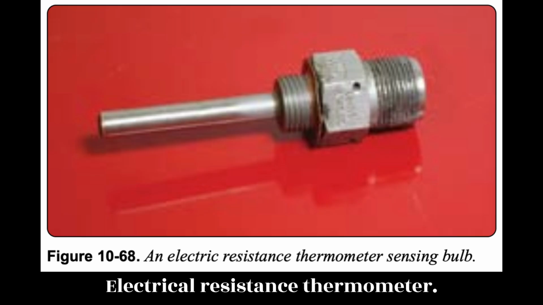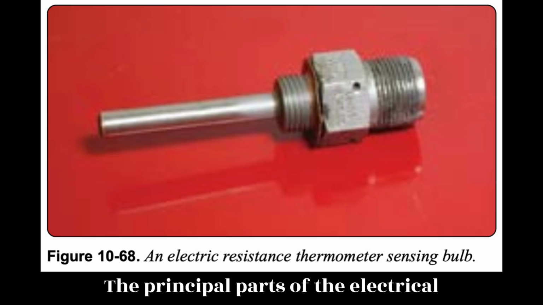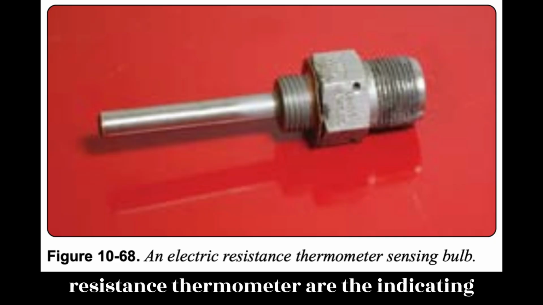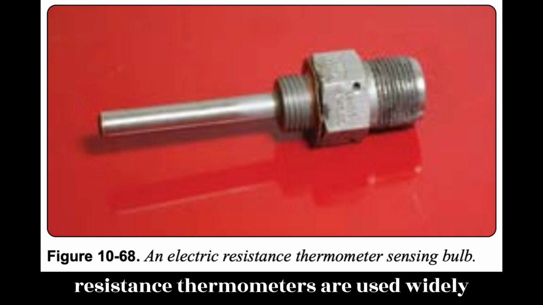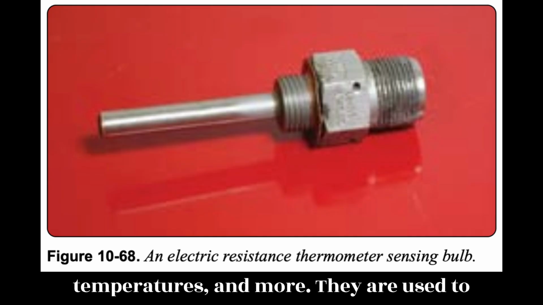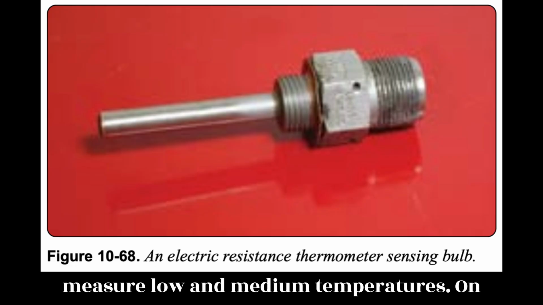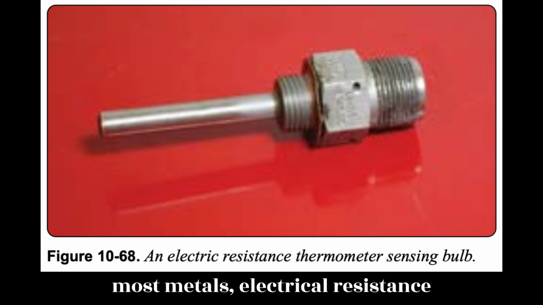Electrical resistance thermometer. The principal parts of the electrical resistance thermometer are the indicating instrument, the temperature-sensitive element, or bulb, and the connecting wires and plug connectors. Electrical resistance thermometers are used widely in many types of aircraft to measure carburetor air, oil, free air temperatures, and more. They are used to measure low and medium temperatures in the -70 degrees Celsius to 150 degrees Celsius range.